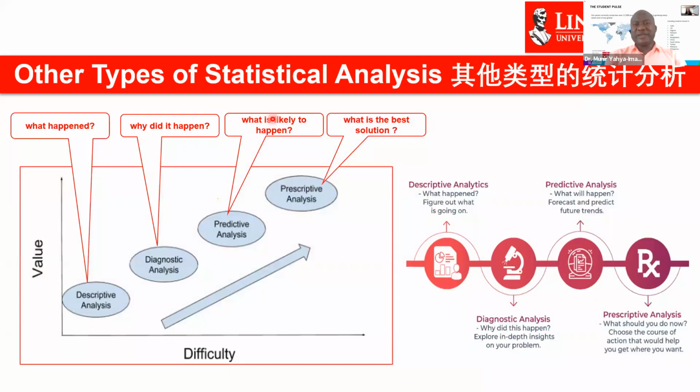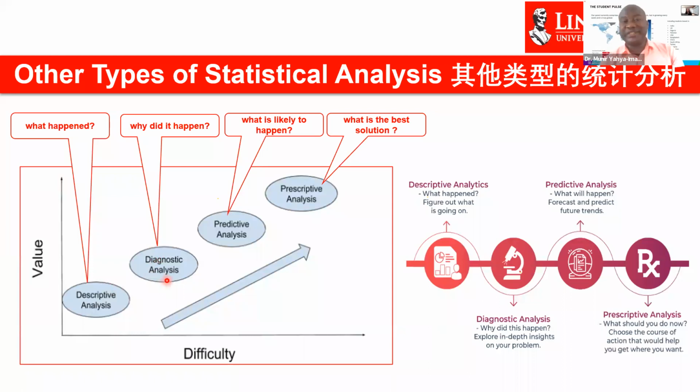Now, other types of statistical analysis include, we have talked about descriptive analysis, which basically talks about what happened and figures out what is going on. For example, you can see how many colors you have in the population. Let's say you are looking at a particular object, then yellow is 20%, this is this, all those kinds of basic descriptive statistics. Basically, descriptive analysis is all about what happened.